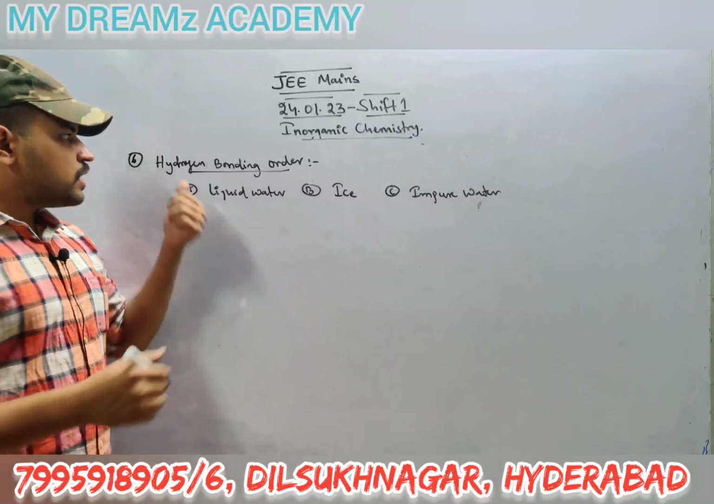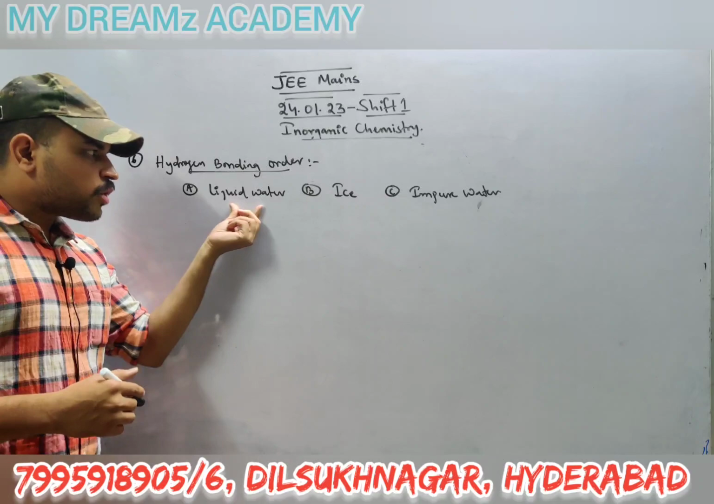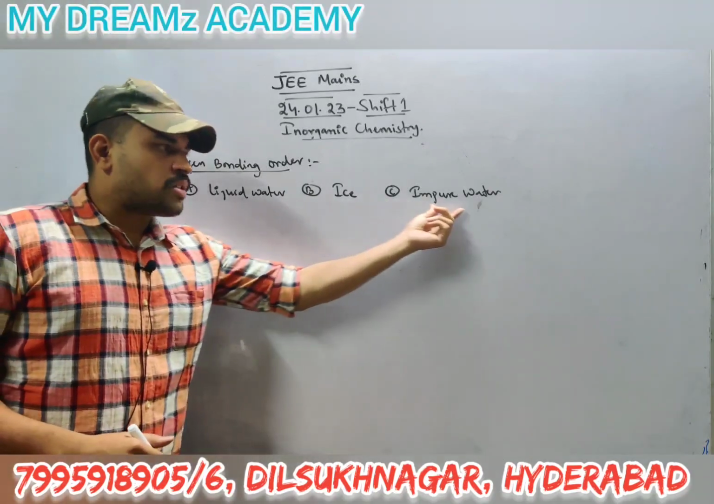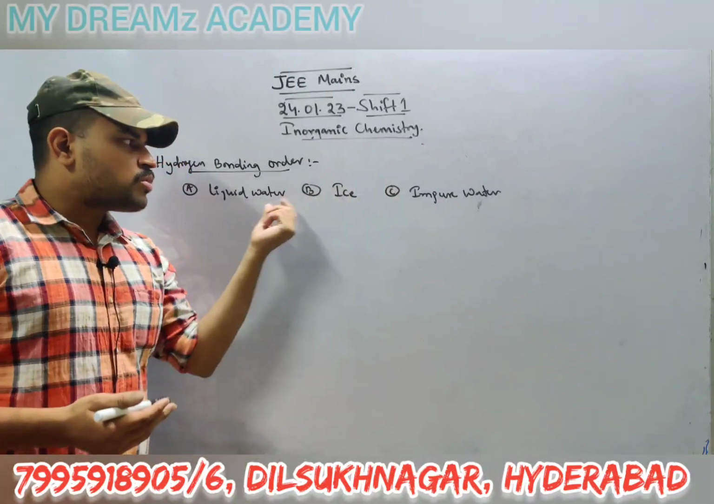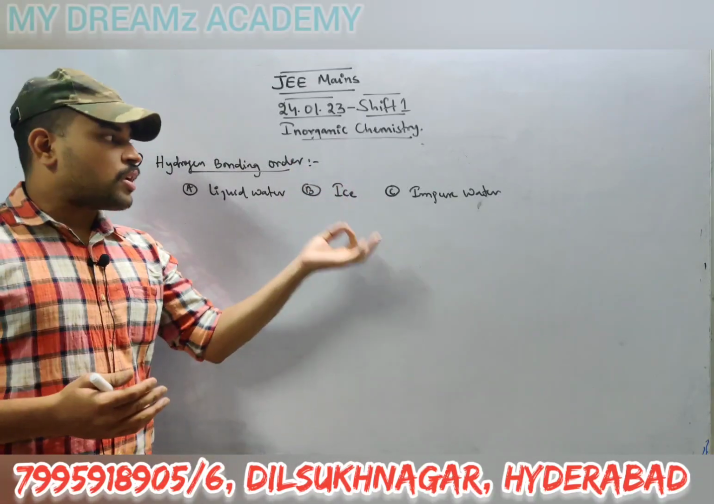So next we are going to see the hydrogen bonding question, the sixth question. Here they are asking the hydrogen bonding order. They have given liquid water, ice, and impure water. Among them we have to arrange them in the order of who has more hydrogen bonding.